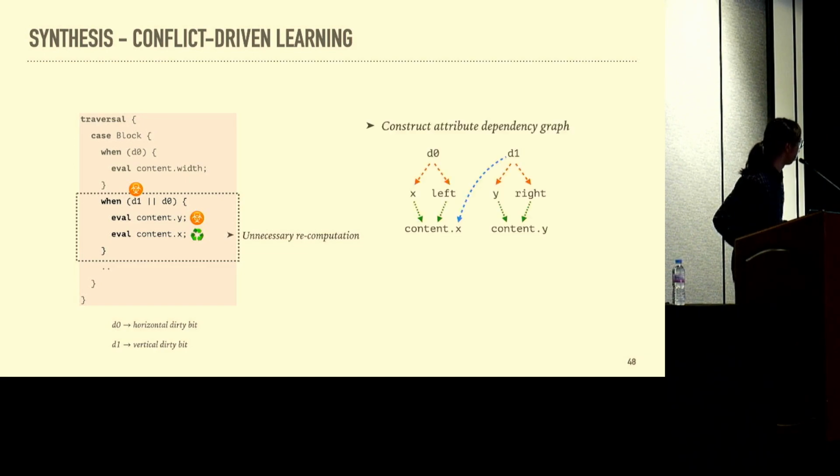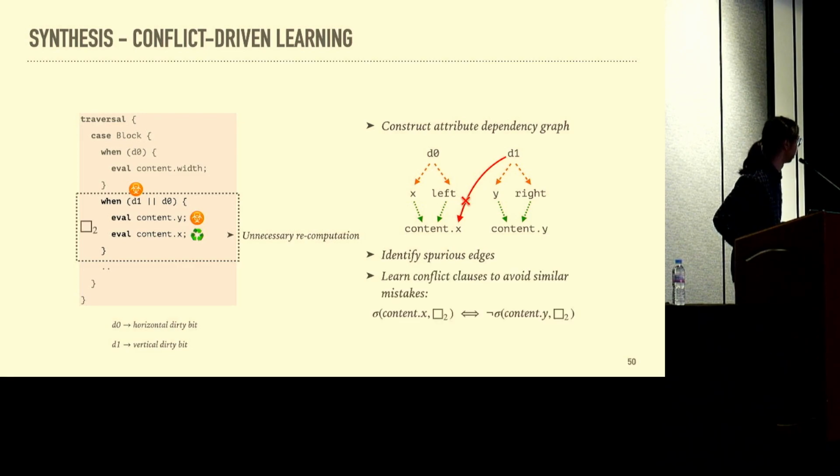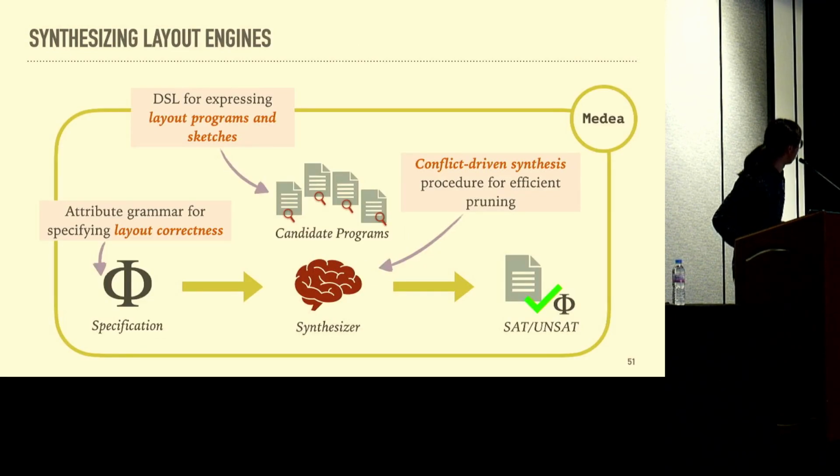So in order to improve the schedule, Medea is going to construct a data dependency graph using the attribute grammar and also a few other things. And it's going to identify spurious edges that do not correspond to actual data dependency. And finally, Medea is going to learn a conflict clause, such as the one shown at the bottom, to prevent the solver from making the same kind of scheduling decisions. In this case, this clause is saying that in case you assign the attribute content.x into this particular block, then you probably should not assign content.y. Okay, so this is Medea.